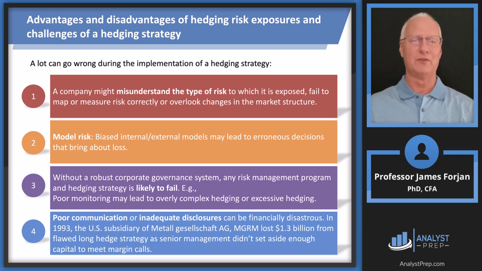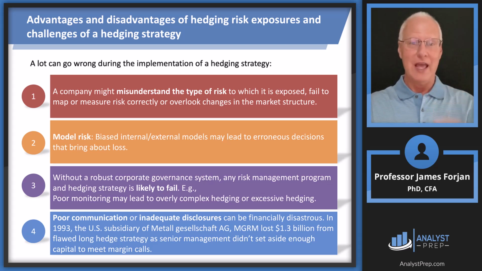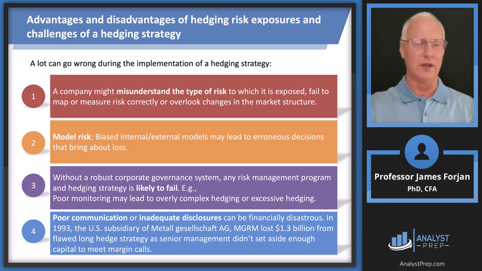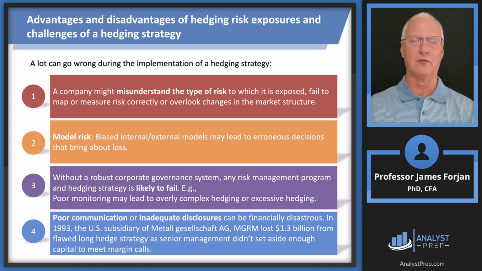Yeah, a lot can go wrong. Misunderstanding the type of risk. That was the Procter & Gamble. Model risk. If you use value at risk as the primary metric, remember we said that this was not a coherent risk measure in that last chapter. And what that might do is lead you to make some erroneous decisions that can bring about massive losses. That's why it's so important that you couple your value at risk conversations with expected shortfall.